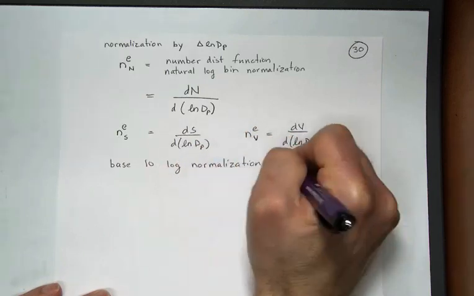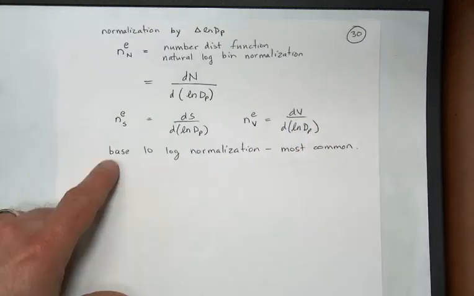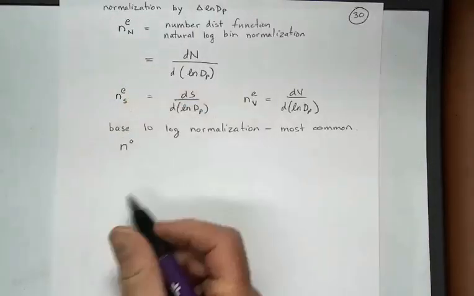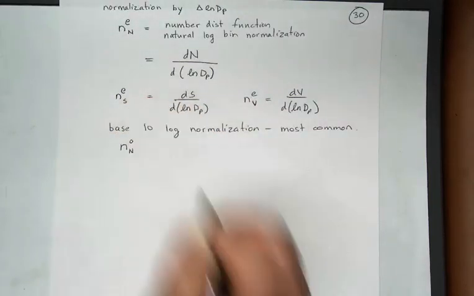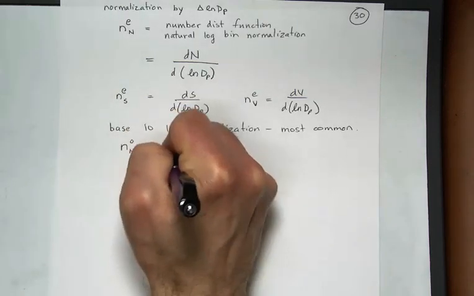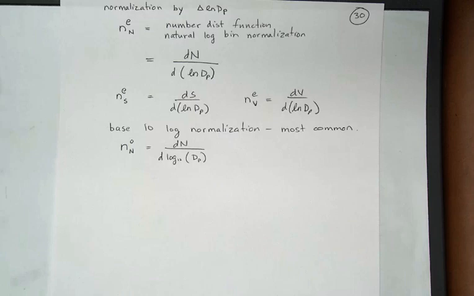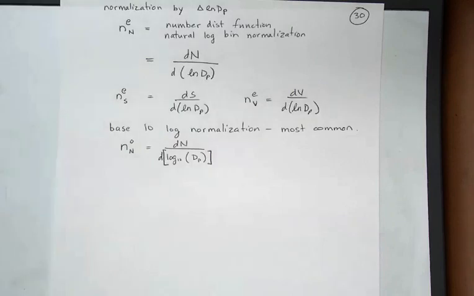And this is the most common choice, and this is the choice that Lindsey Marr had shown in that data on the cough size distribution. And in our book, this is given by the degree symbol. And if it's number, then that would be dN over d log base 10 dp. And the 10 often gets left out. And just to be clear, it's like that.